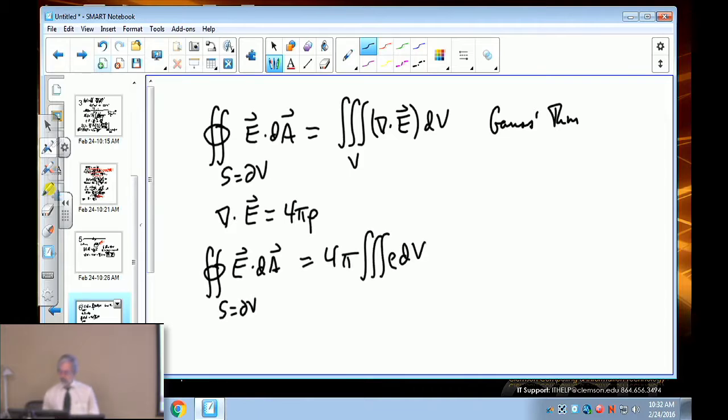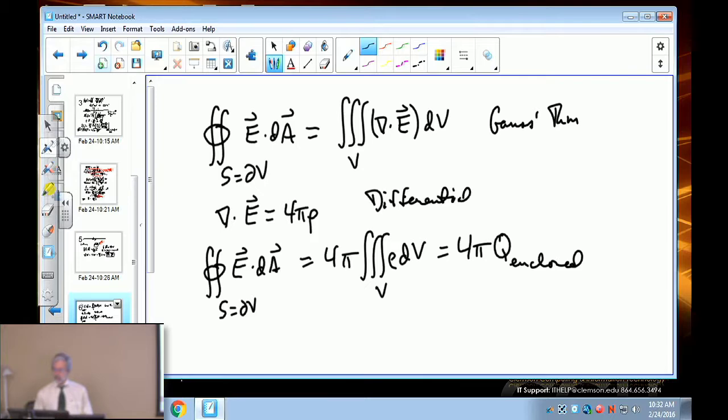Well, the integral of rho dV is just the charge. So this is 4 pi times the charge enclosed. And now this is Gauss's law. Gauss's law is expressed in two forms, either the integral form or the differential form. So here's the differential form, and here's the integral form.